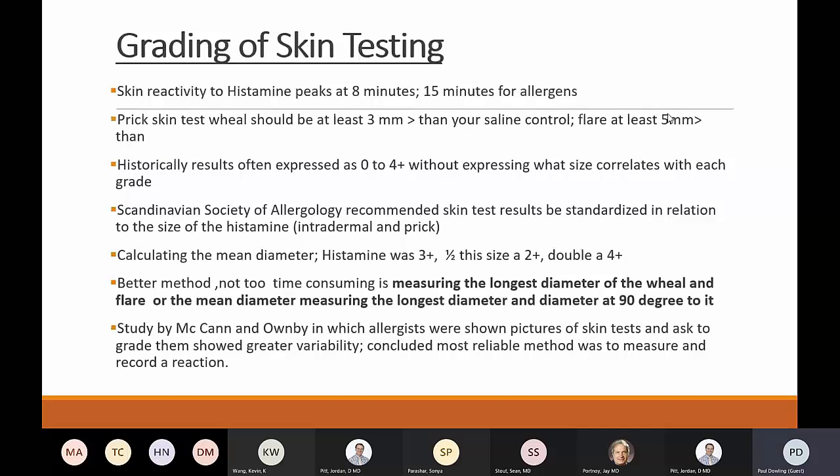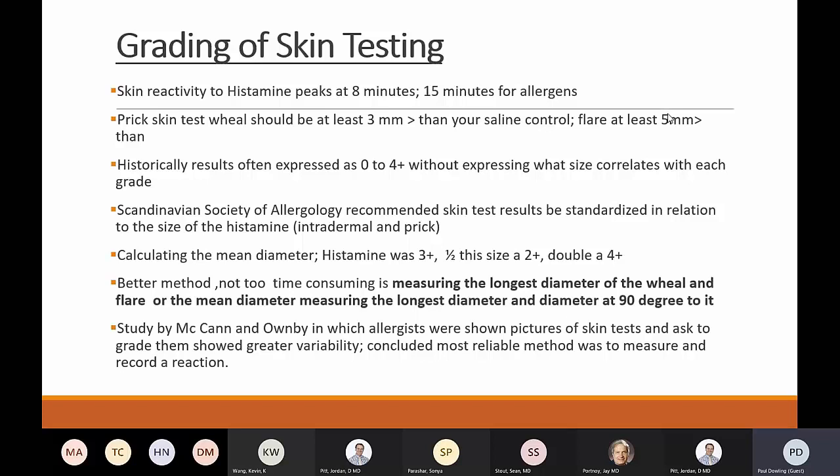There are a number of organizations, like the Scandinavian Society of Allergology, that have recommended skin testing be standardized based on the size of the histamine, intradermal and prick. Again, on the bottom of the skin test, it says that a positive is greater than 3 millimeters greater than your negative control, and you have to have a 5 millimeter flare, and then people will go beyond that.